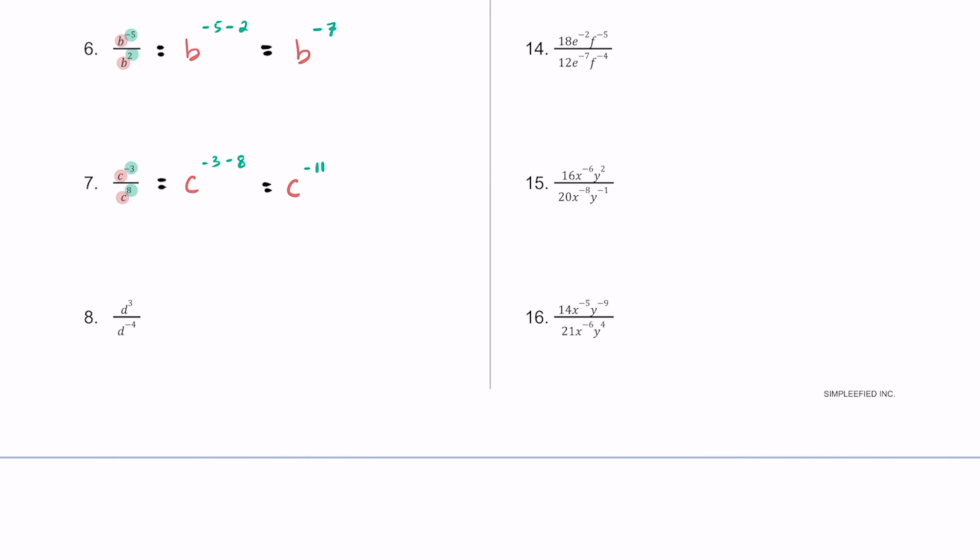For number 8, we have d to the 3rd power divided by d to the negative 4th power, so we have the same base of d.